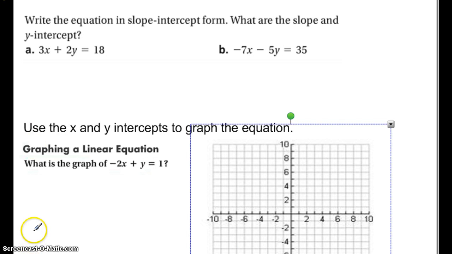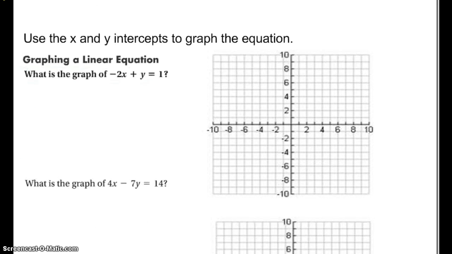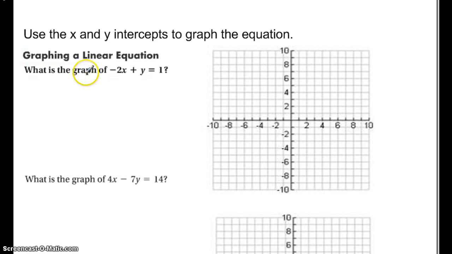Let's take a look at writing the equation in slope-intercept form. These are ones, again, where you have to solve for y. I'll let you do that in your Cornell notes. In other words, solve for y. Now, let's take a look at graphing some of these. Let's use the x and y-intercepts to graph the equation.